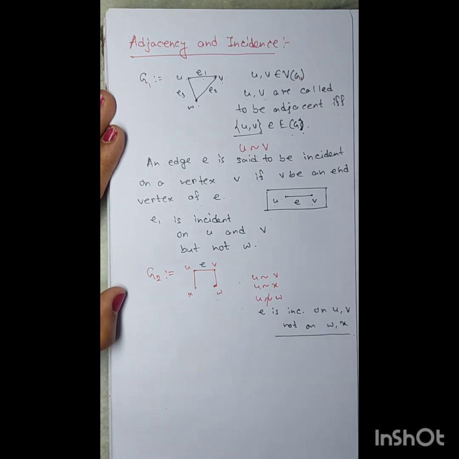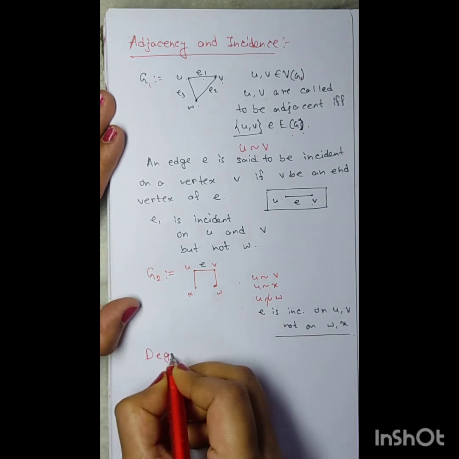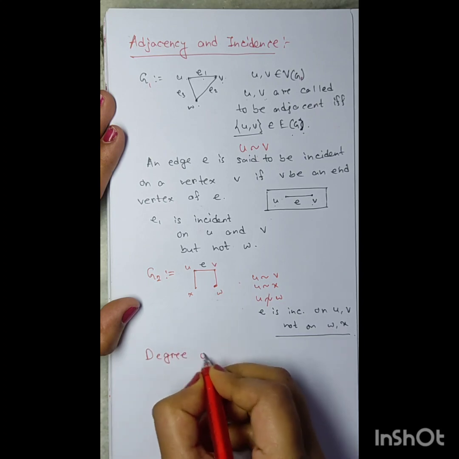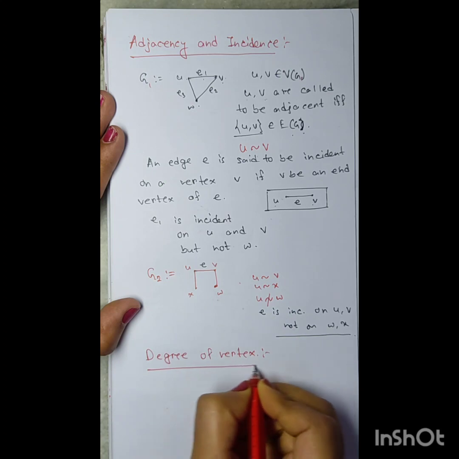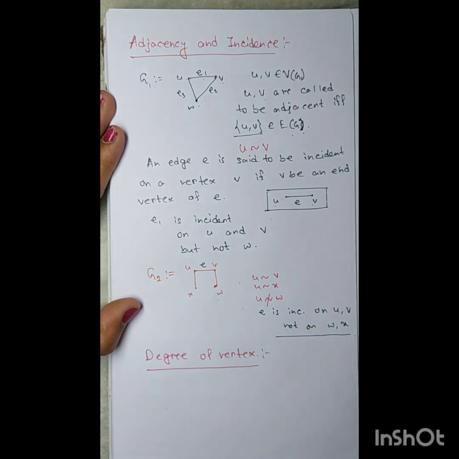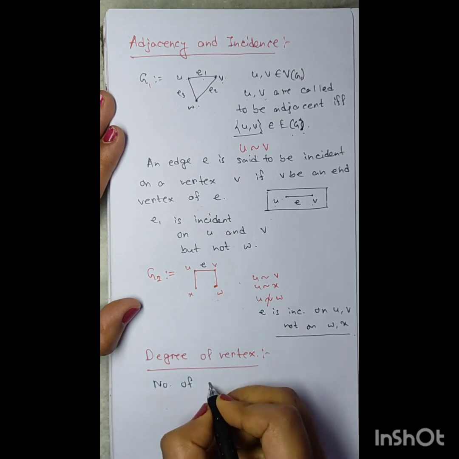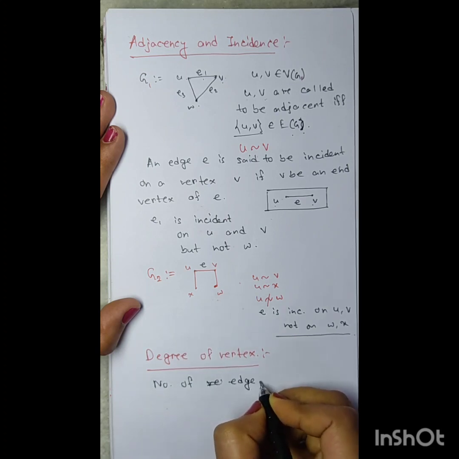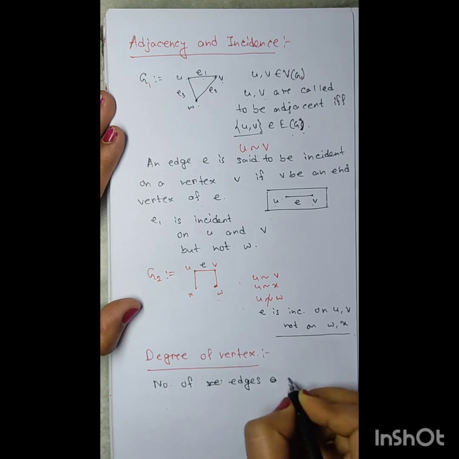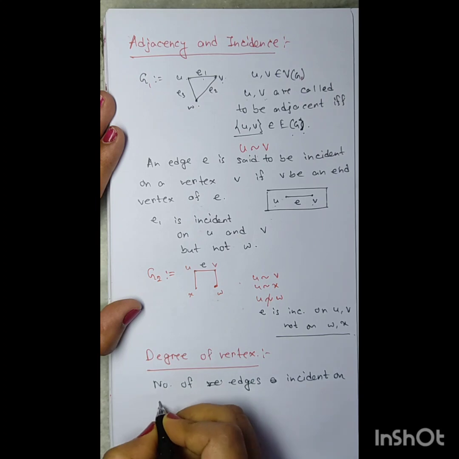Now we'll know what is the degree of a vertex. So what is the degree of a vertex? The degree of a vertex is basically the number of edges incident on a vertex.